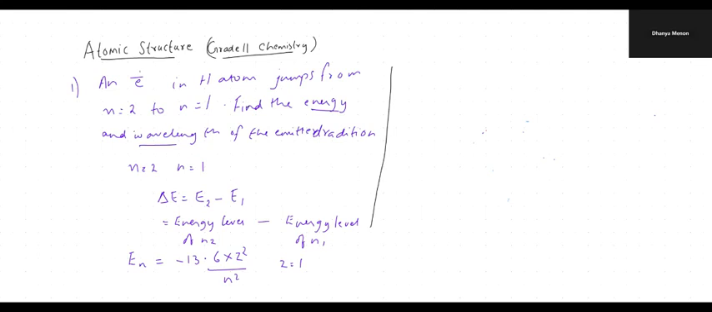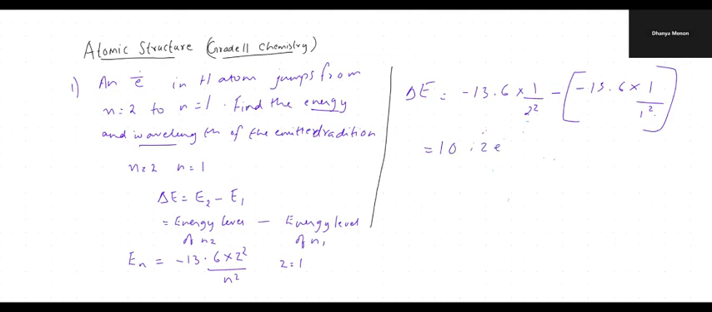So over here, delta E equals minus 13.6 times 1 by 2 square, minus, so E2 minus E1, right? So minus of minus 13.6 times 1 by 1 square. So this comes to be equal to 10.2 eV.